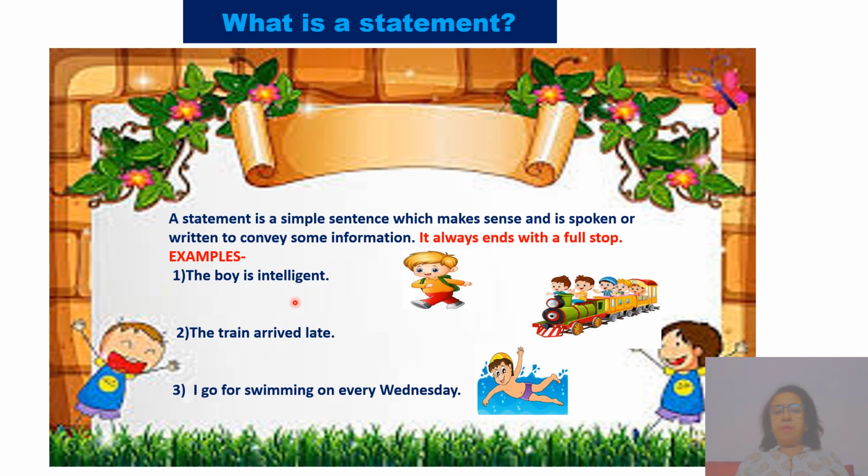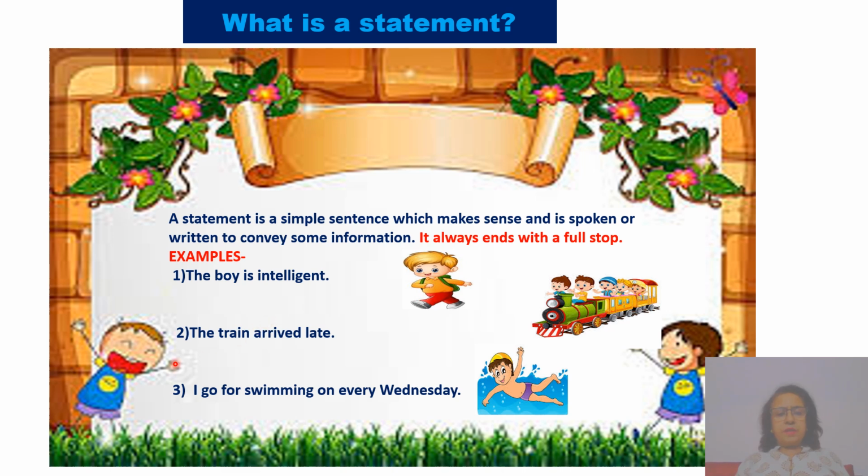Now this is a complete group of words that makes sense. If you just say the boy, it does not make sense. You will not be able to understand what is the meaning of the boy. The boy means ladka. But what about the boy? But as soon as you say the boy is intelligent, you understand that we are talking about some boy who is intelligent. We can also say the boy is standing. The boy is running. There are so many sentences, children, which convey your thoughts or your ideas very clearly.